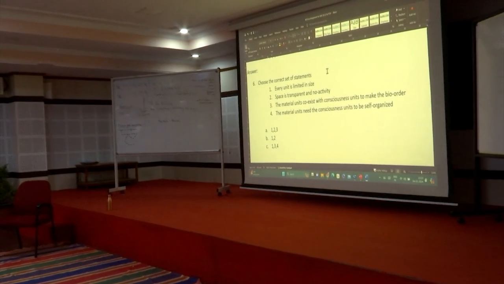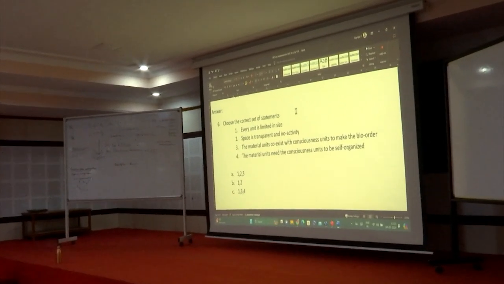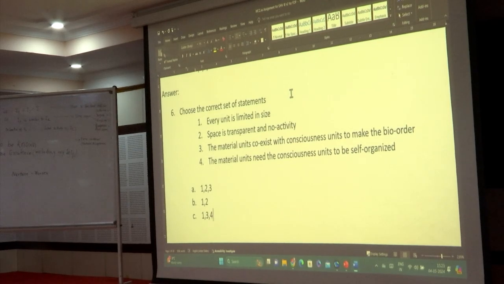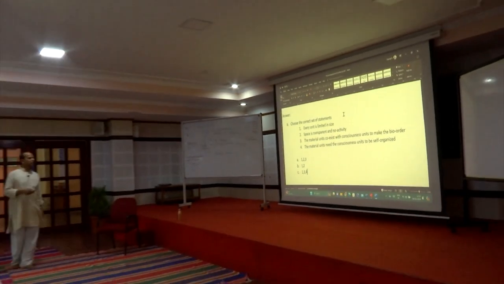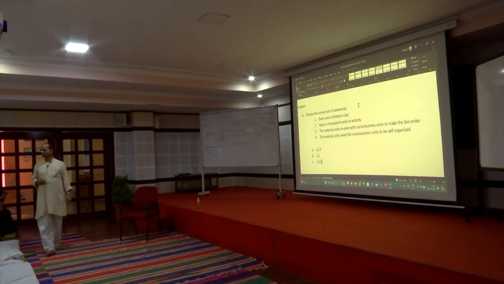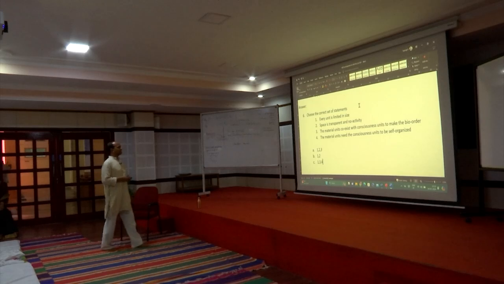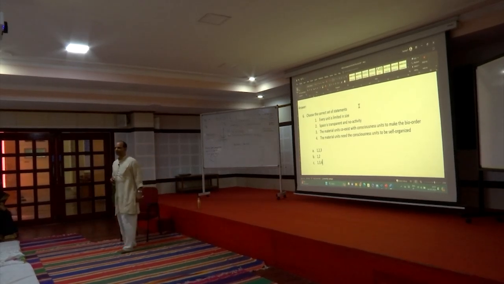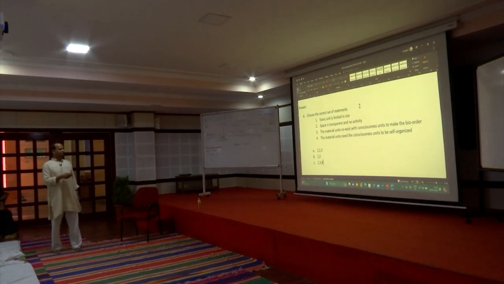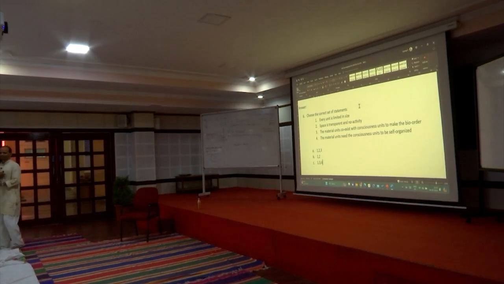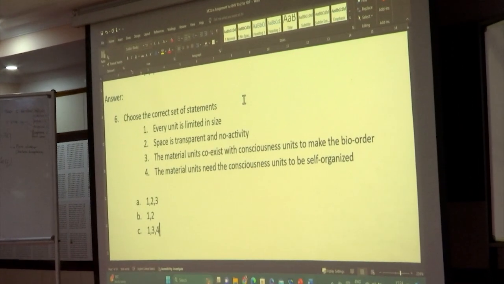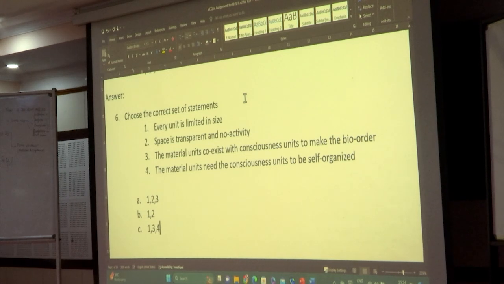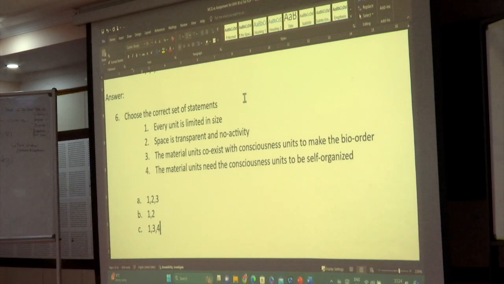Every unit is limited in size. True or false? Limited in size? Yes. Space is transparent and no activity. Yes. The material units coexist with consciousness units to make the bio order. No, false. The material units need the consciousness unit to be self-organized. True or false? So does the building need me? No. One and two. Nice. Bhaiya, so answer is B.